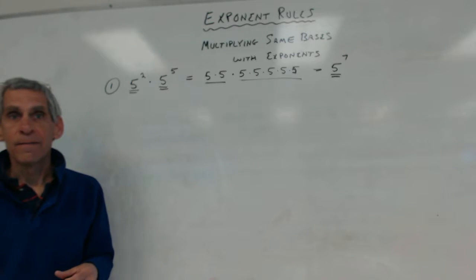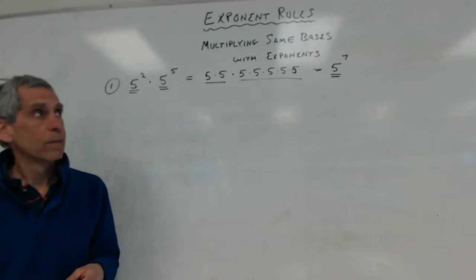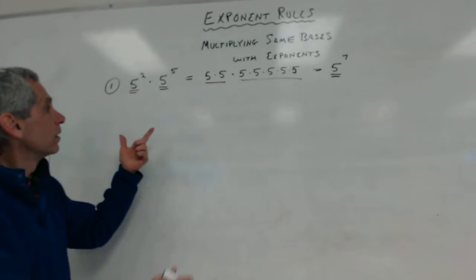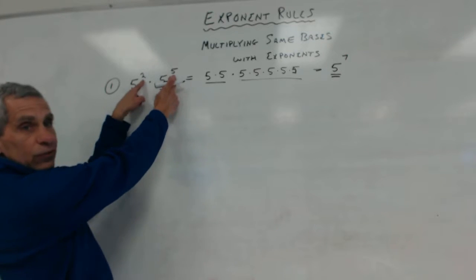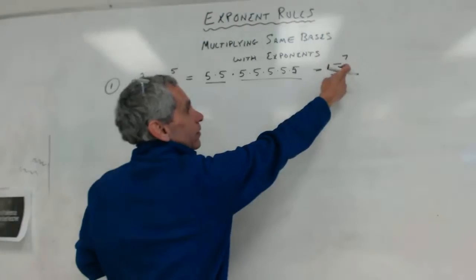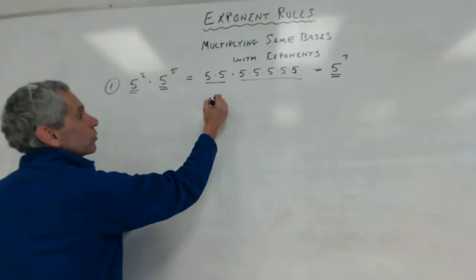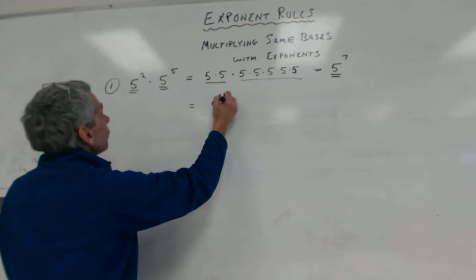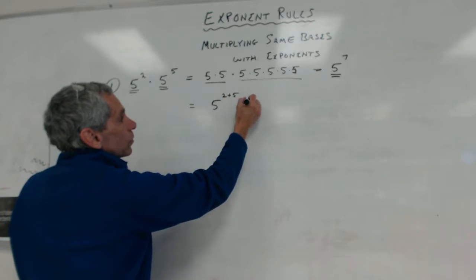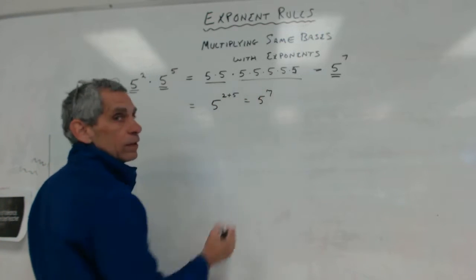Raven. From the beginning, you just add the powers. Oh my gosh, look at that. That's amazing. What is 2 plus 5? So instead of doing the long way, we could have immediately just done this. We could have said it equals 5 to the 2 plus 5, which is equal to 5 to the 7.